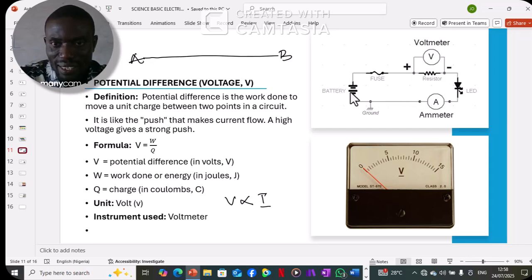Now look at the battery here. The EMF of this battery will be greater than the one read by the voltmeter here. If the EMF of the battery is 1.5, it can never be 1.5 here. Why? I'm going to explain the reason why it cannot be 1.5 at this place: because part of it has been used.